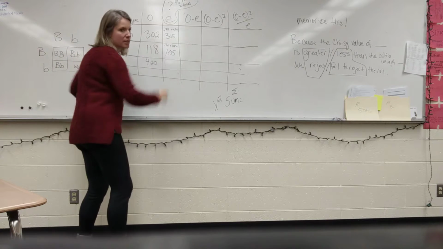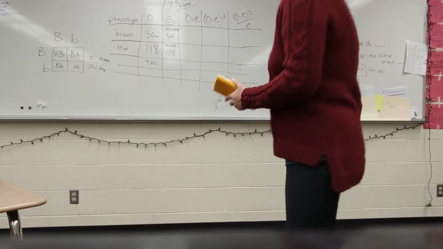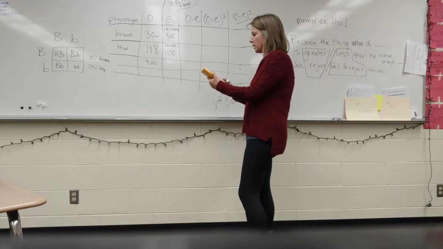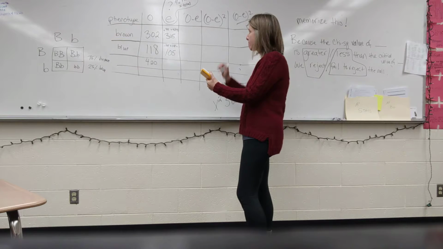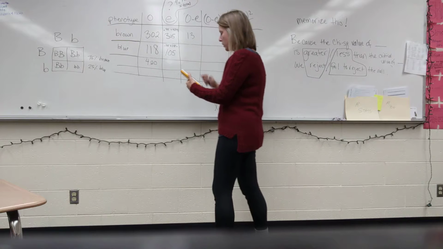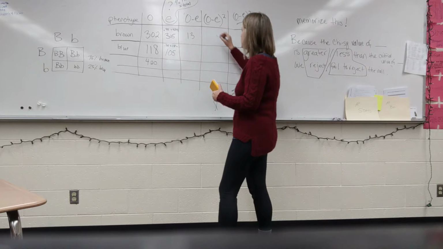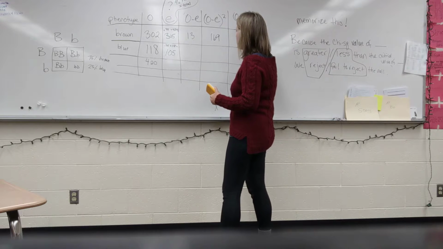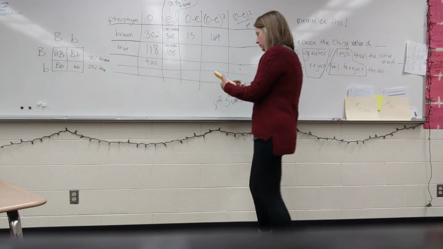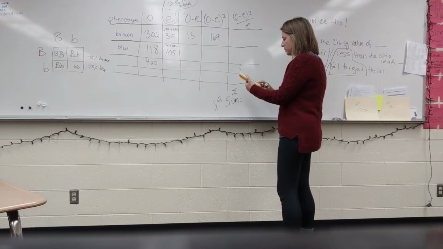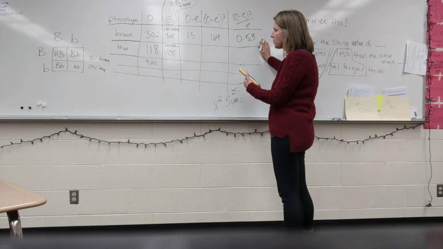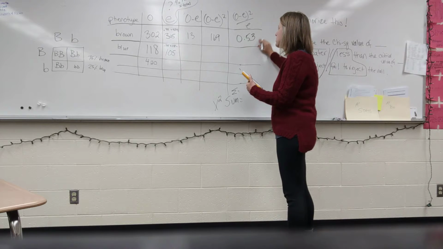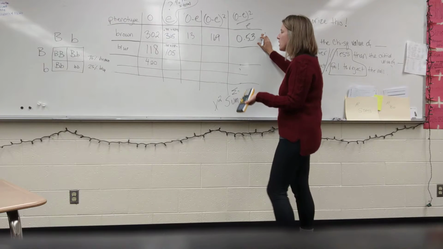This minus this. 315 minus 302 is 13. Go ahead and square it. 169. Take that number divided by the expected number. 169 divided by 315. Not a very big difference between our expected and observed here. So that means this is probably just simple Mendelian genetics, but let's check this one.